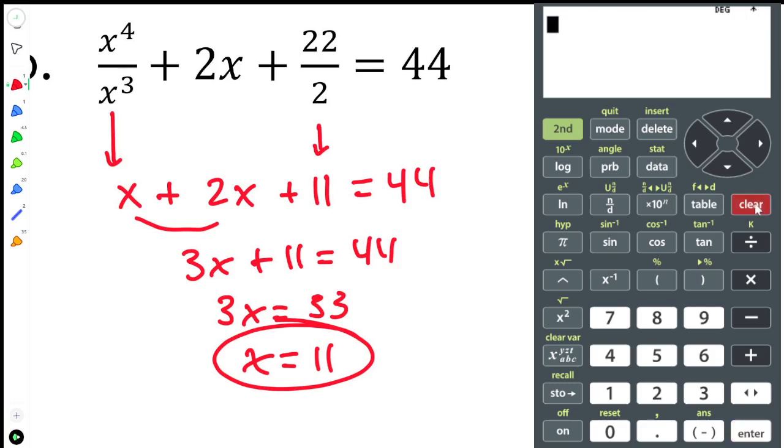My calculator is still up here. Clear. I'm going to enter 11 and store that as x. Boom. So my calculator now believes x is 11. So I can literally type this thing.